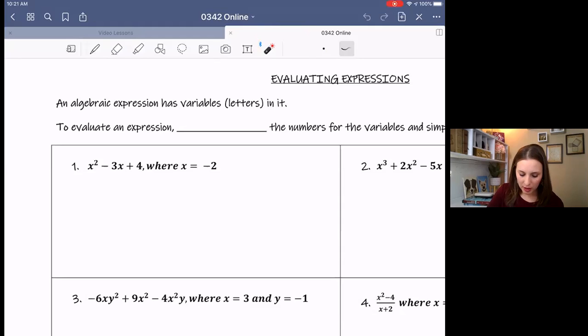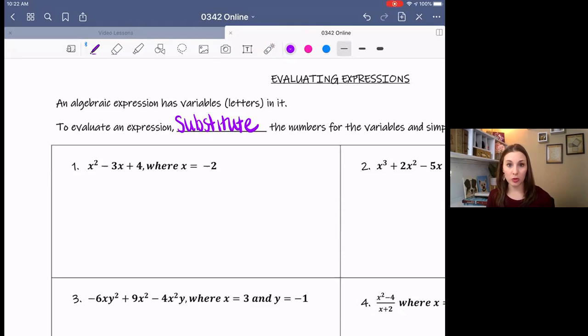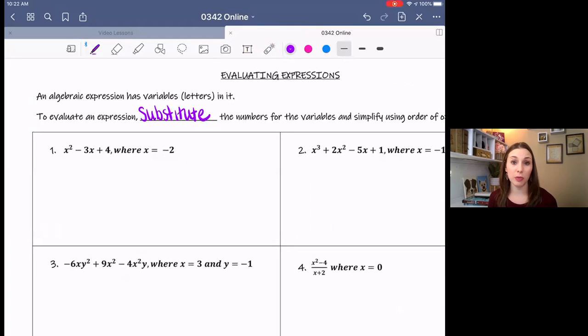So to evaluate an expression, we substitute the numbers in place of the variables. That's it. And then you just simplify. So it's very simple. It's not scary at all.